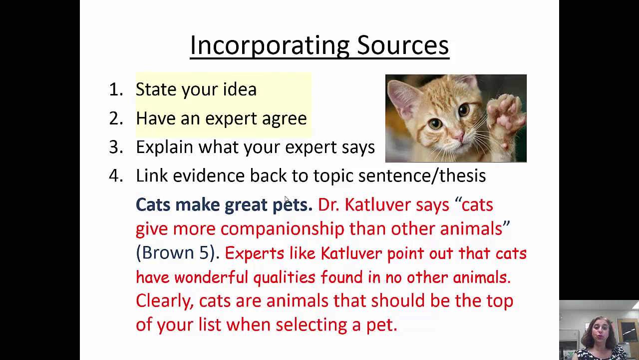Here is how you would incorporate your sources. You'd state your idea, have an expert that agrees, explain what your expert says through commentary, and link the evidence back to a topic sentence or thesis. Here's an example. If you are claiming cats make great pets, your expert, Dr. Cat Lover, says, quote, cats give more companionship than other animals. In the parenthetical citation, you have Brown, the author, and page number. Use your commentary. Experts like Cat Lover point out that cats have wonderful qualities found in no other animals. And then link it back. Clearly, cats are animals that should be the top of your list when selecting a pet.